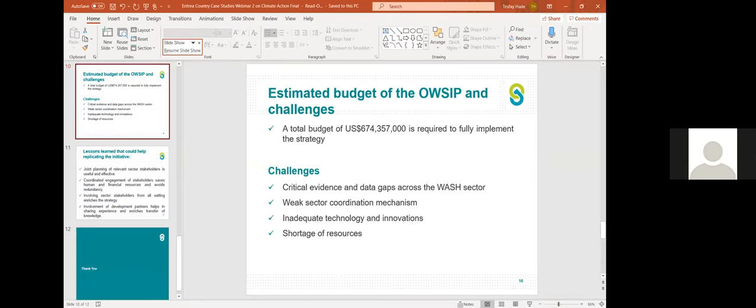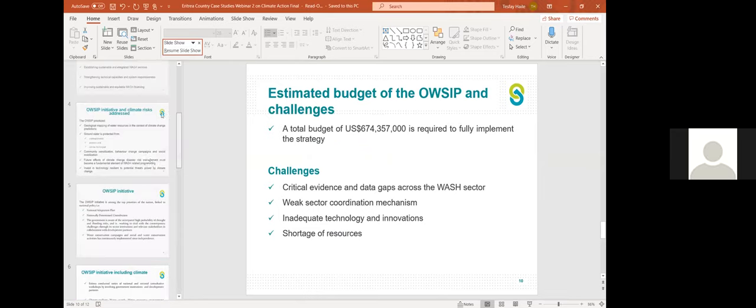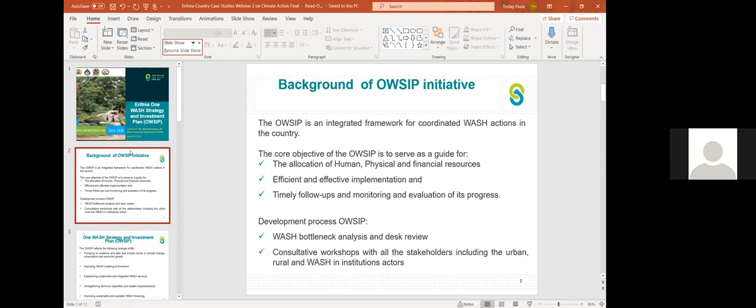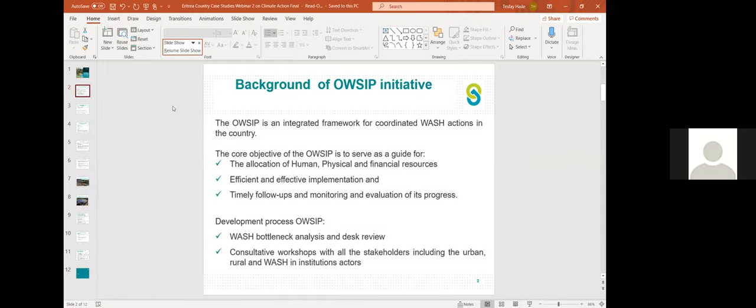In saying that, I just want to introduce you to some of the country background for the initiative. The government of the State of Eritrea is committed to achieving the SDG targets for WASH by 2030, and considerable progress has been made in the WASH sector. The government ensures WASH-related issues are prioritized in all national development initiatives, but there are still remaining gaps that need further addressing.